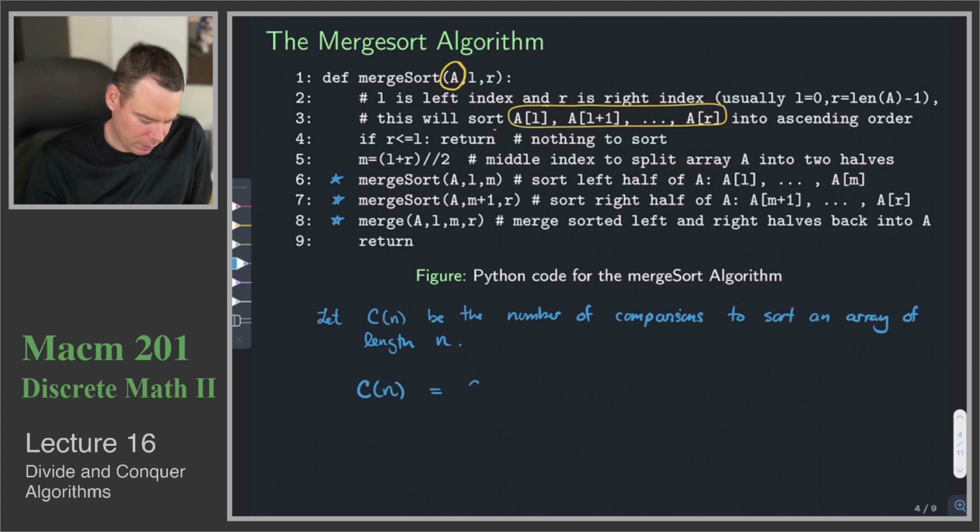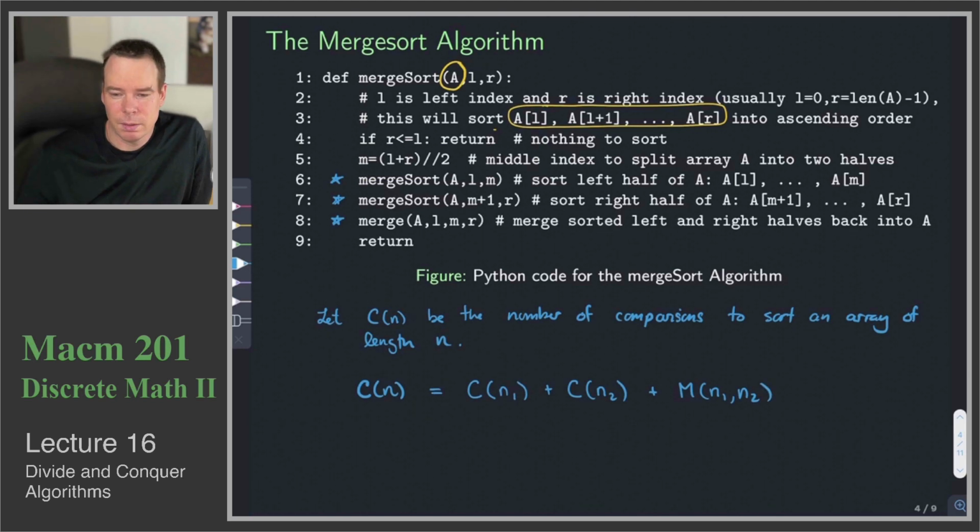So the cost of sorting an array of length n would be the recursive call to sort the left part of the array, and the cost in doing that is C of its length, which is n1, plus the cost of sorting the right half of the array, which is C n2, plus the cost, or the number of comparisons, in merging those two sorted arrays. And so there's our relation, which tells us how the cost of sorting an array of length n is related to the cost of the steps involved in doing that.